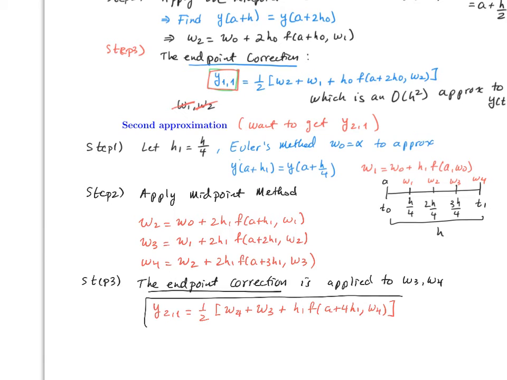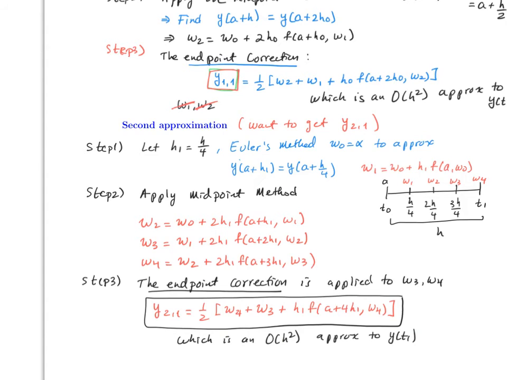So again, you can forget about W2, W3, W2, and W1. The one you're going to need now is just this one. So this will be the second approximation to y(t1). Again, this is an O(h squared) approximation to y of t1.